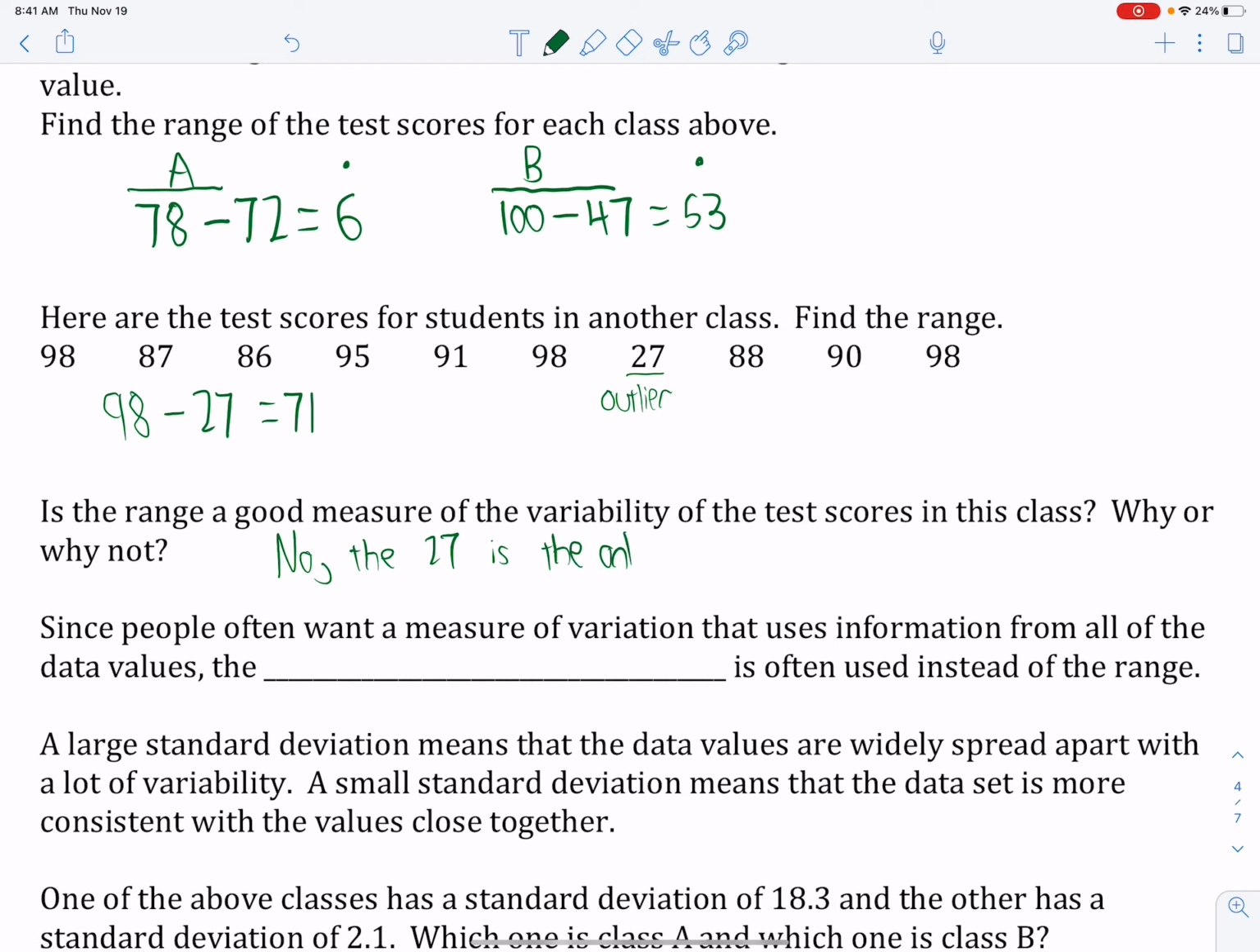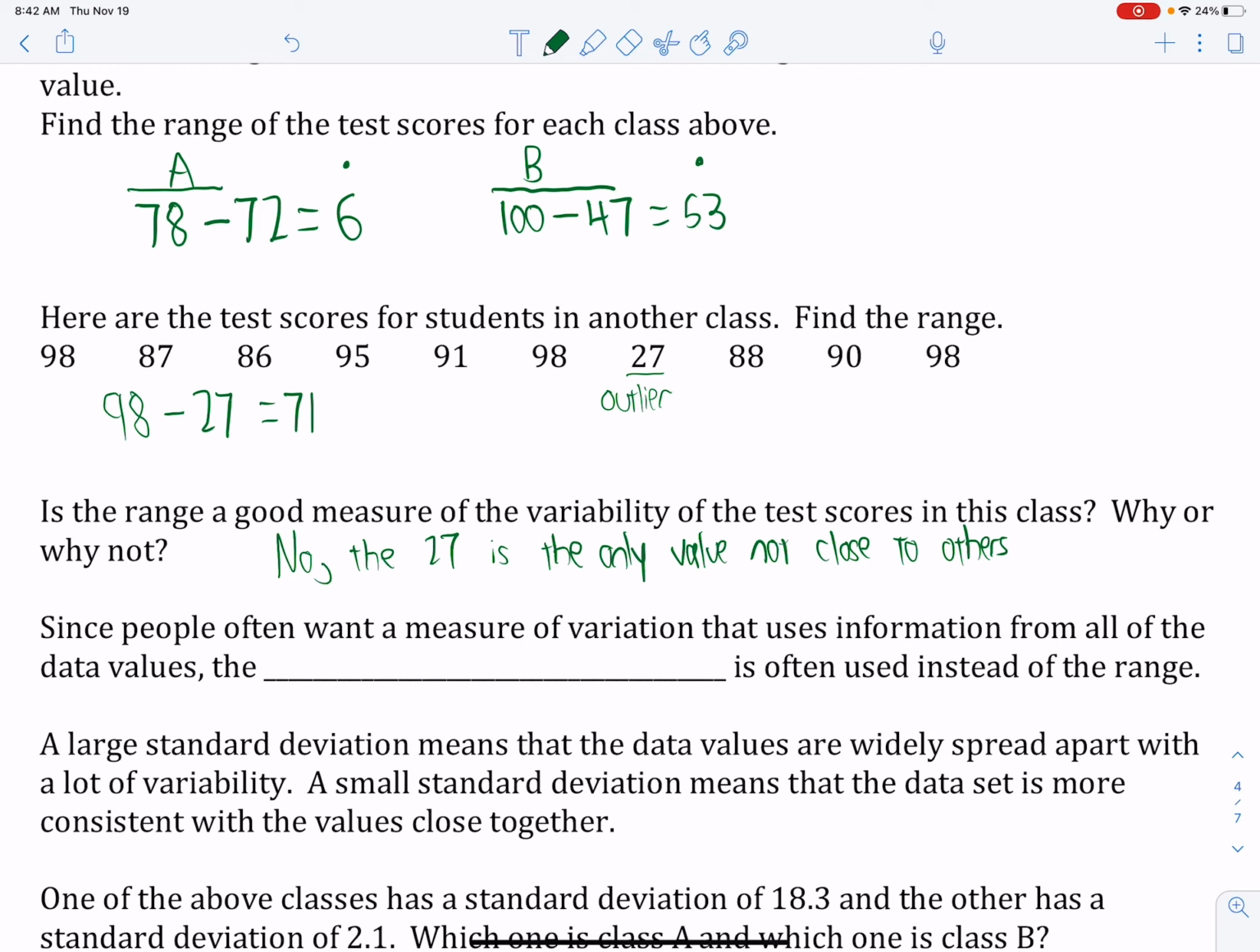Everything else was pretty close together. All the other values were in the 80s and 90s, but the 27 is the only one that's not close to the others. So other than the 27, everything's pretty close. Now, one thing that you'll notice is when we were calculating the range, we used the highest number and the lowest number. We ignored everything in between.